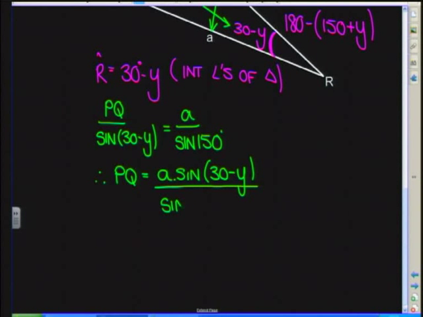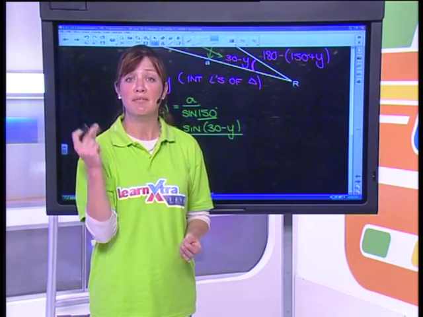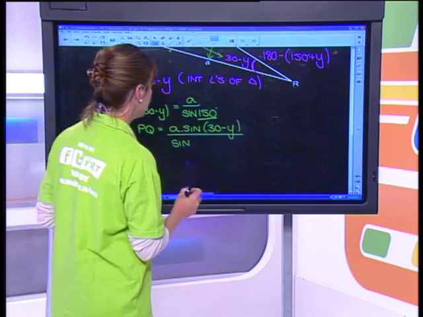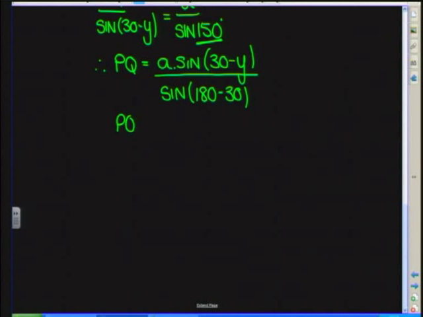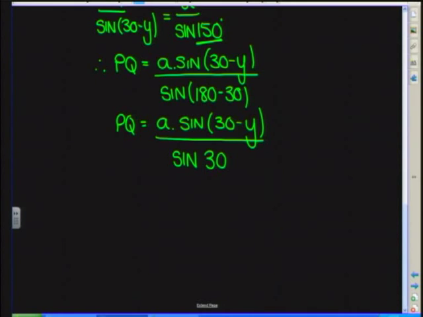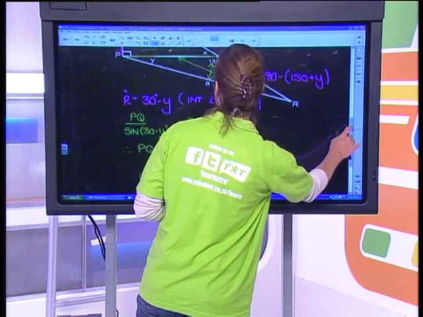Now, if we're familiar enough with trigonometry, we should always remember that your angle should never be bigger than 90. So the second you do have it bigger than 90, we should immediately be applying your reduction formula. So 180 minus 30 is 150. That means that PQ is going to be equal to A sine of 30 minus Y over, and 180 minus, the second quadrant where sine is positive, so it's sine 30. Okay, right, so as it stands, that's what we've got, and that's the length from P to Q.